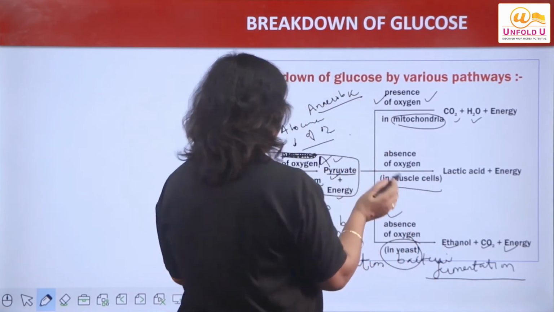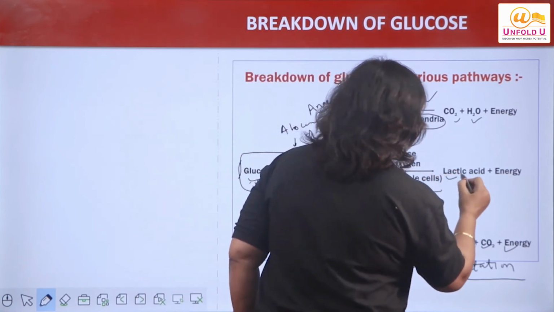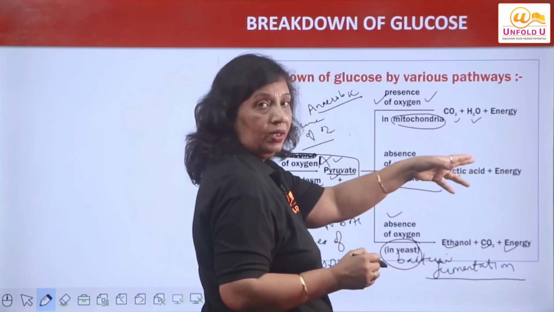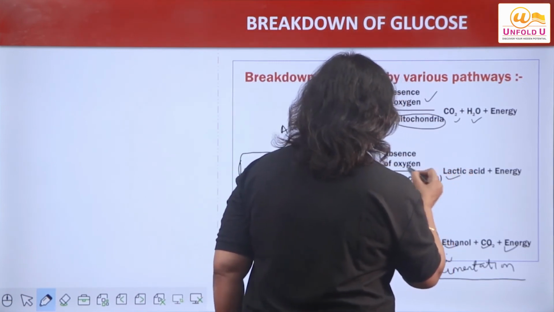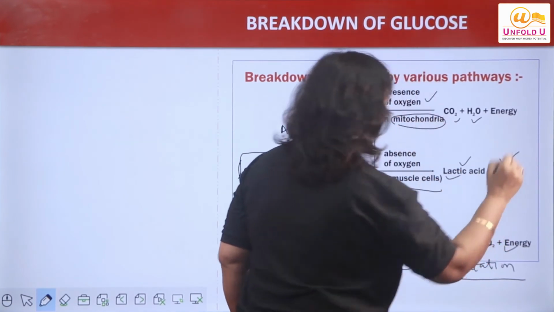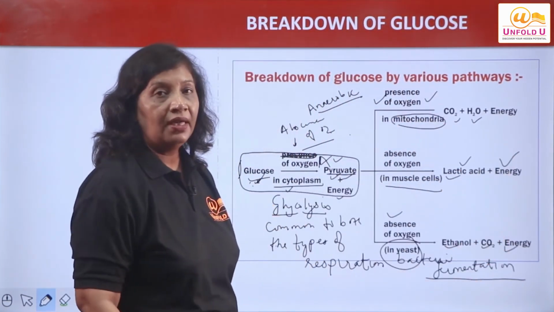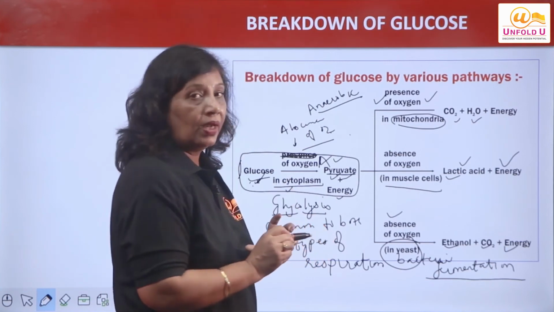Glucose breaks down into pyruvate in the absence of oxygen. Again क्या बनाना शुरू कर देता है? बाय प्रोडक्ट, कार्बन डाइऑक्साइड और वाटर नहीं बनेगा, राइट? एनारोबिक ब्रेकडाउन स्टार्ट हो जाएगी ऑक्सीजन की एब्सेंस में, राइट? पाइरुवेट किस में ब्रेकडाउन करेगा? लैक्टिक एसिड एंड एनर्जी में। तो मसल सेल्स में क्या हो रहा है?